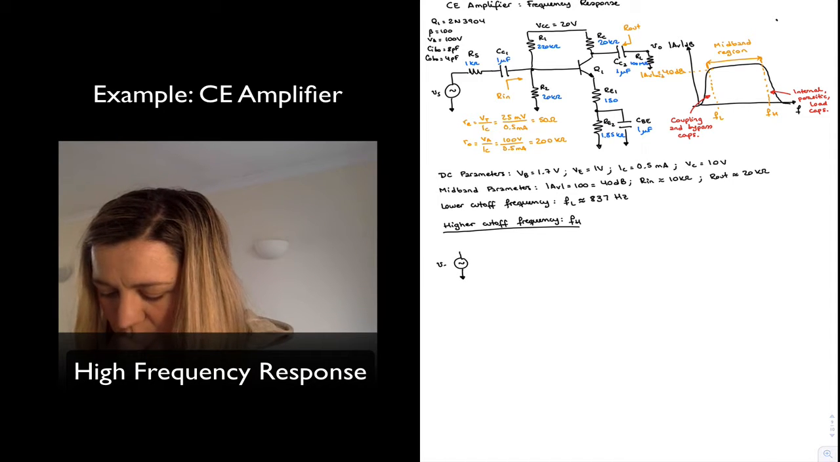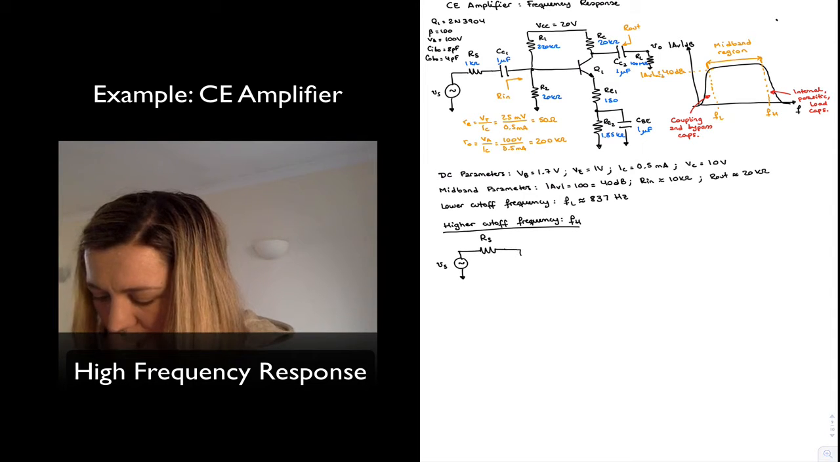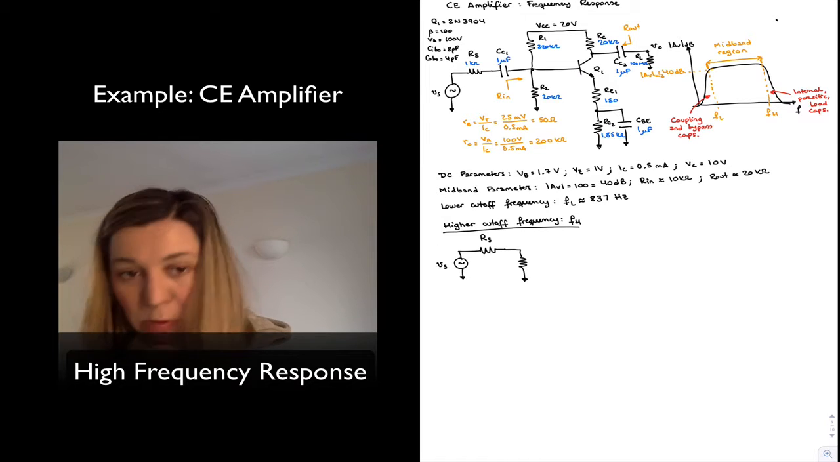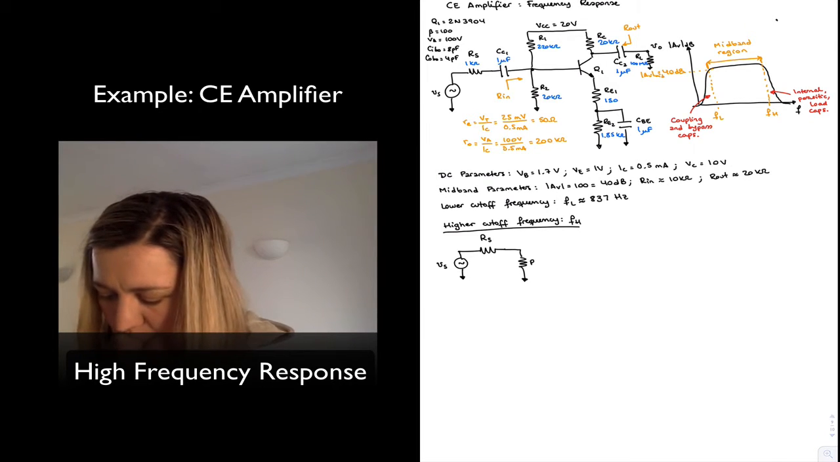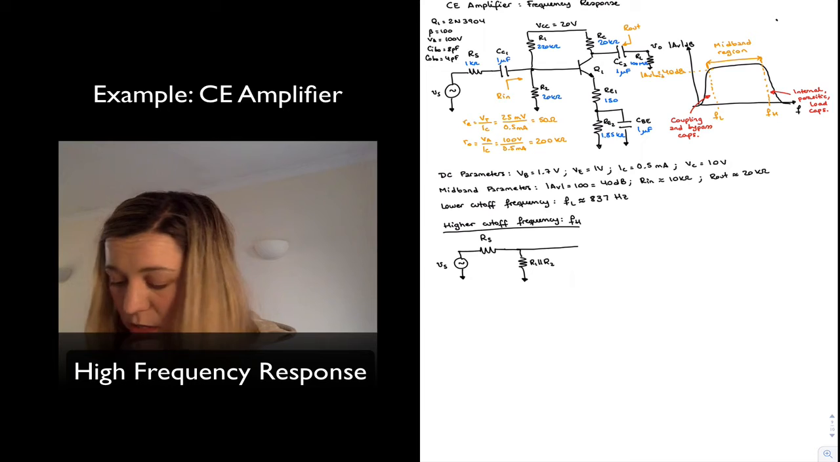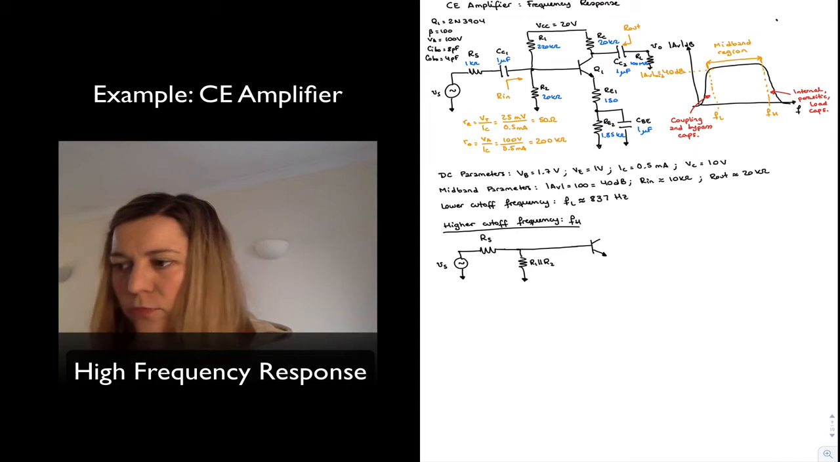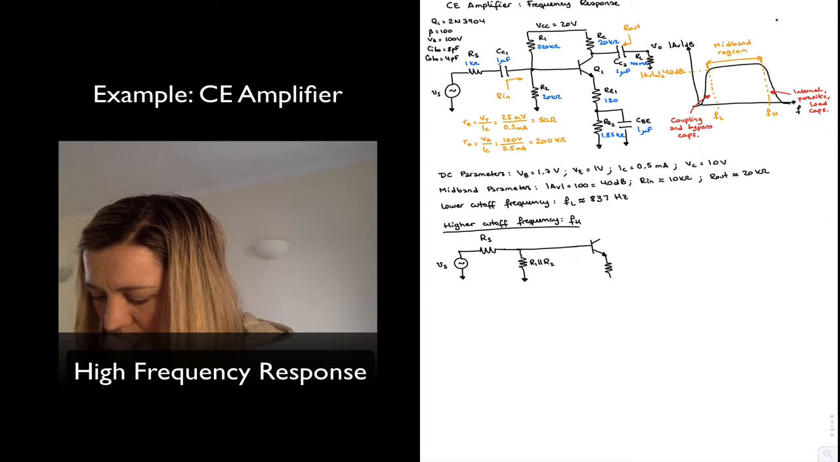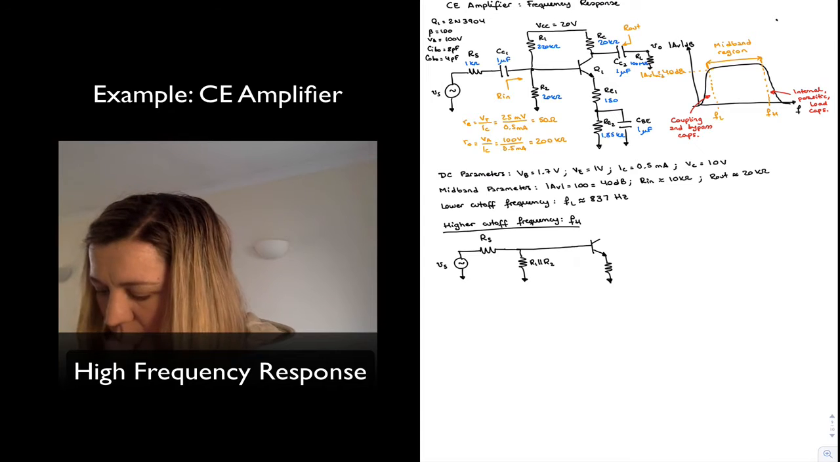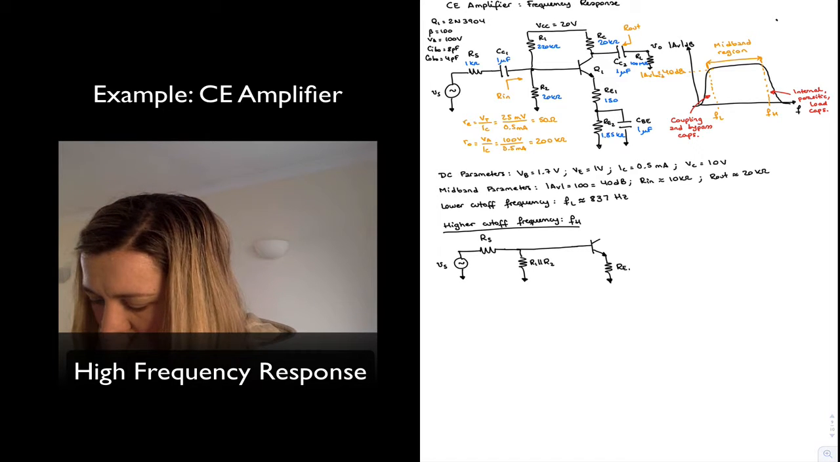The high frequency equivalent. So this is VS, there is RS in series. Just to make things a little bit more compact, I'm going to lump R1 in parallel with R2 into a single resistance. And then this is fed into the base of my transistor. My emitter is connected to the emitter resistor RE1. My collector is also connected to ground via a collector resistor.